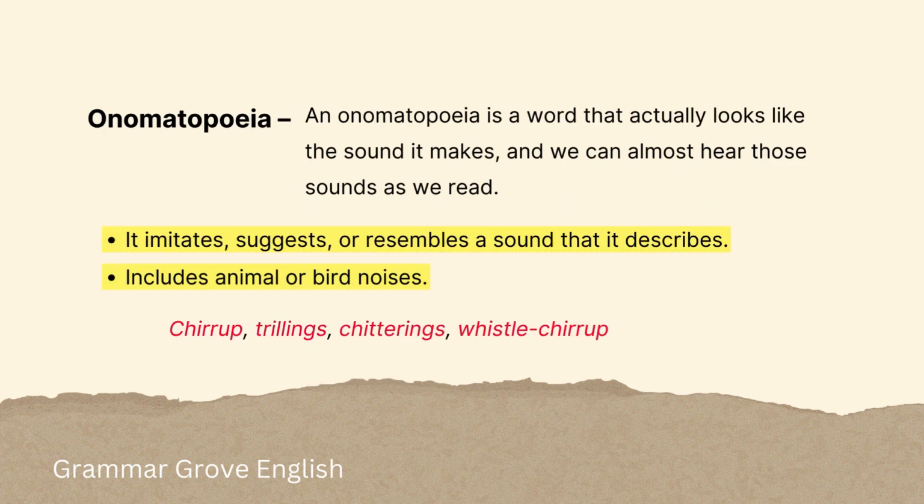Lastly, we have onomatopoeia. It is a type of word that resembles or suggests or imitates a sound that it describes. So, all the words that describe a sound, any type of sound, are called onomatopoeia. That means onomatopoeia includes animal or bird noises. All the noise that the birds make, such as trillings, chitterings, chirrup, whistle chirrup, etc., are examples of onomatopoeia.